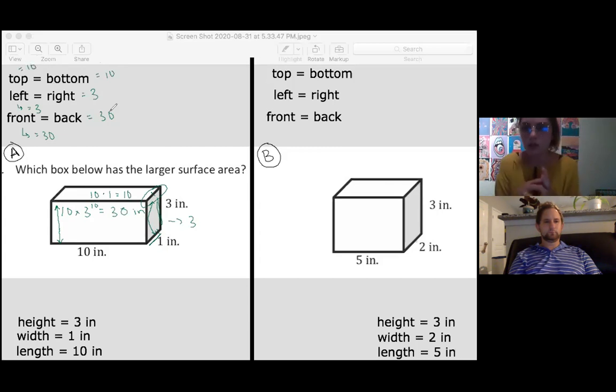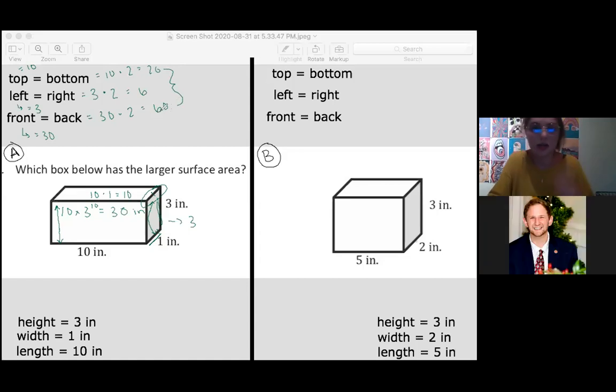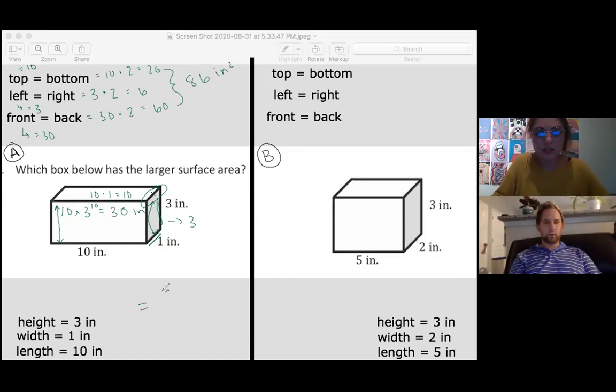Now, like we said earlier, you just add all of them up like you would for a composite shape. What I'm going to do is multiply 30 by 2, 3 by 2, and 10 by 2 instead of adding them together, to get 60, 6, and 20. And then I'll add these up because it's the same as adding all of them together. I just doubled the sides because there are 2 sides. So 60 plus 20 is 80, plus 6 is 86 inches squared. So this one has a total surface area of 86 inches squared.